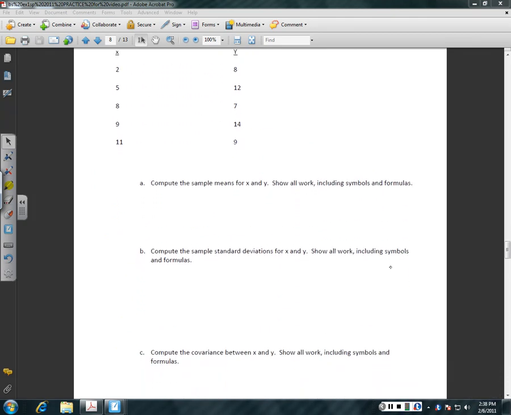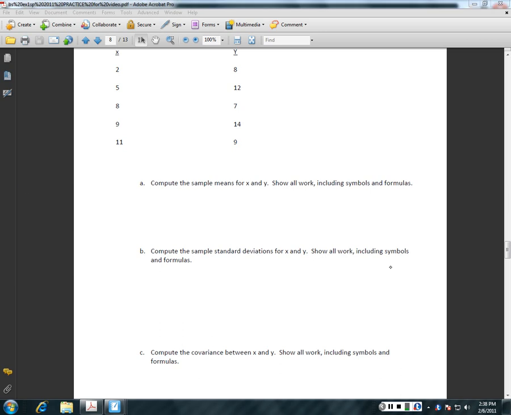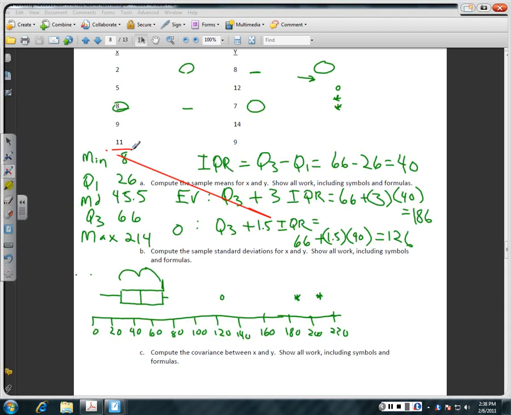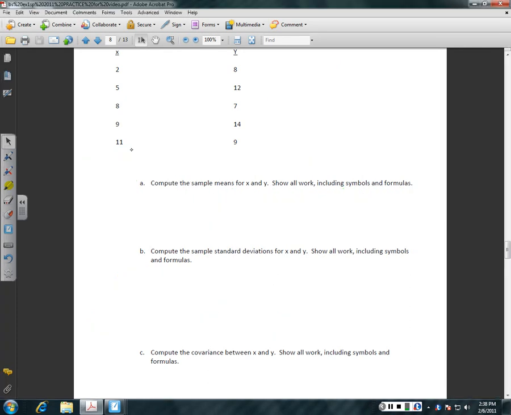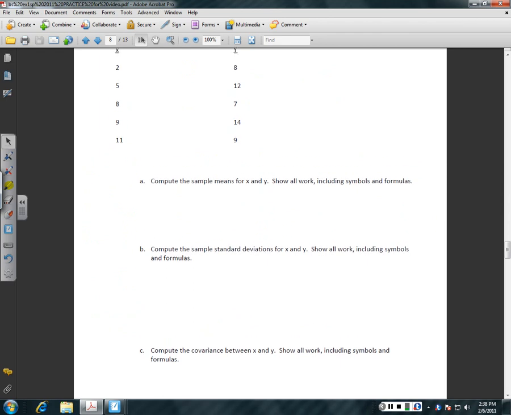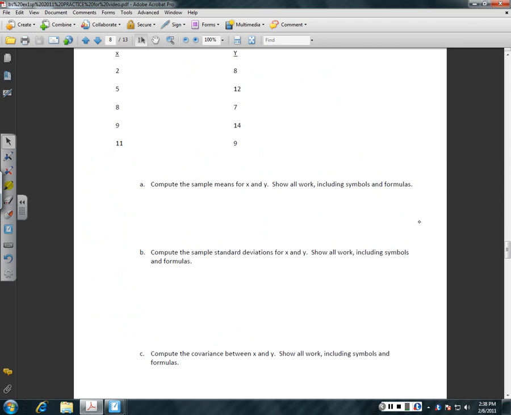Okay, so now we're going to compute mean, standard deviations, covariance, and correlation. So first I'm going to sum. Oh, that wasn't good. I'll try that again. Wasn't expecting that.